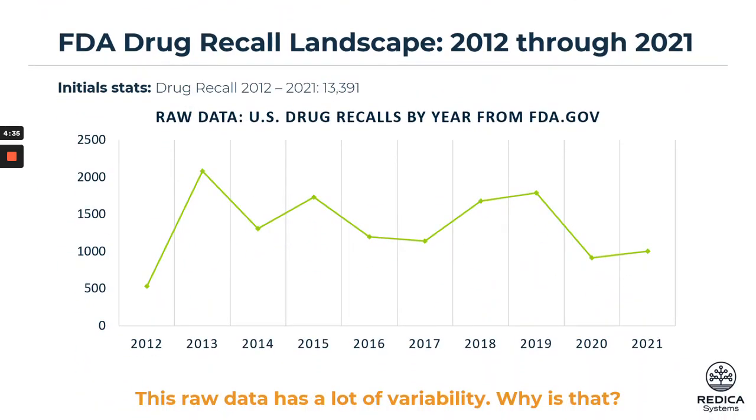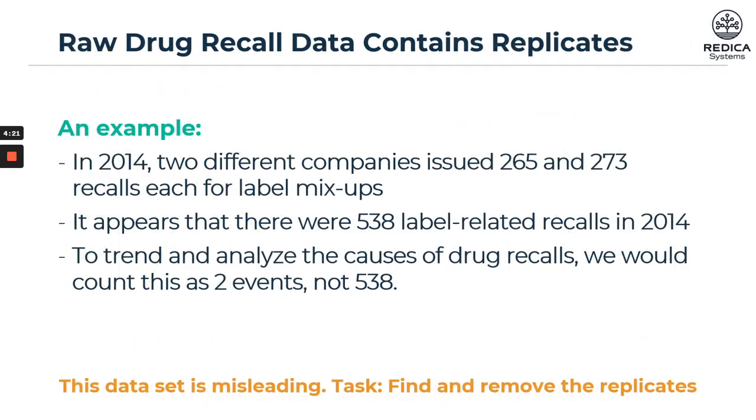Here's a graph of data taken from FDA's drug recall website showing the numbers of drug recalls over a 10-year period. As we at Redica Systems began to examine the data, we noticed the same recalls listed multiple times. For example, in 2014, two different companies issued 265 and 273 recalls each for label mix-ups. It appears in this raw data that there were 538 recalls for label issues that year. But for trending and root cause analysis purposes, this is effectively just 2 recalls.